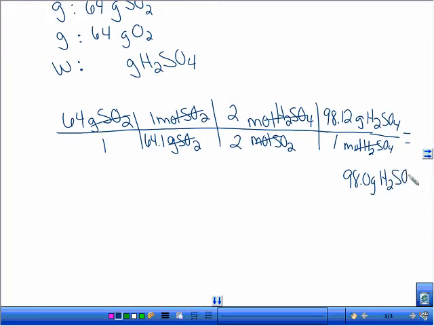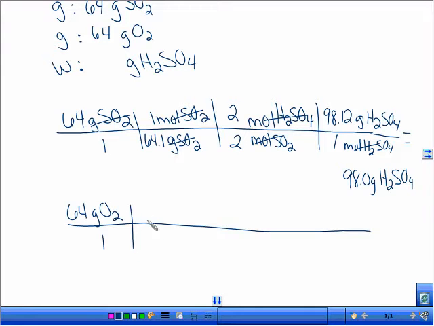Now, I'm not done because I don't know if I really can make the 98 grams. So I've got to do a second stoichiometry problem, starting with my second given information. So I'm going to have this many grams of oxygen. I'm going to repeat this. And so this time I'm going to bring grams of oxygen down, go to 1 mole of oxygen. Oxygen 16 plus 16 is 32. This is going to cancel out.